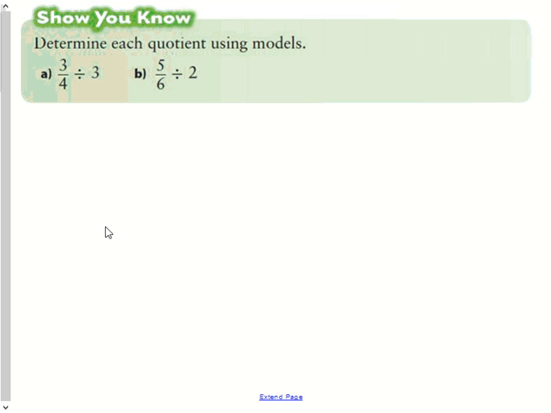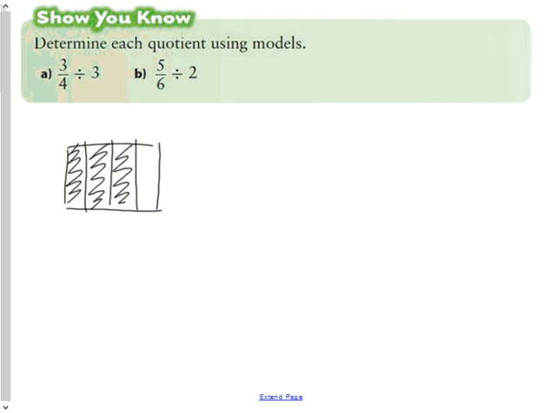So your first question says 3/4 divided by 3. The first thing we're going to do is divide our shape into quarters. There's a quarter, there's a quarter, there's a quarter. And if I have 3/4 of a chocolate bar or whatever, divided between three people, and these three people we'll just give names.